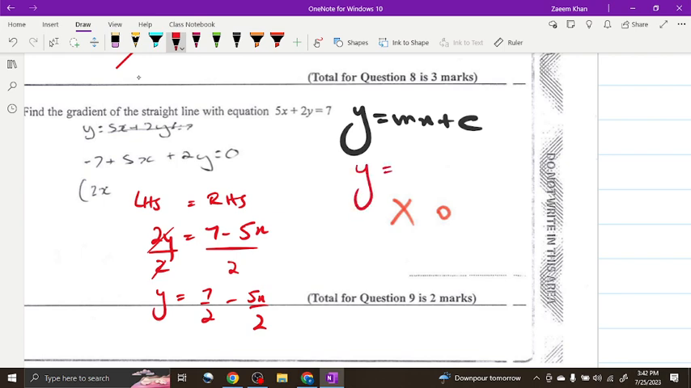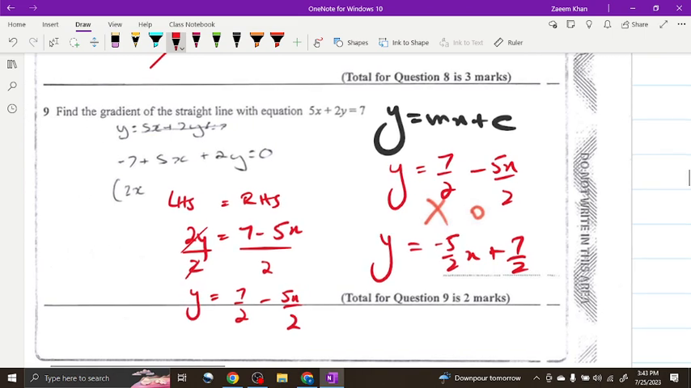I'll write it over here. This is what it looks like. The term with the x should be on the left. The term with just the constants should be on the right. So all we need to do is rearrange. We're going to say y is equal to minus 5 over 2x plus 7 over 2. Now it seems to be in the format that we wanted it to be.